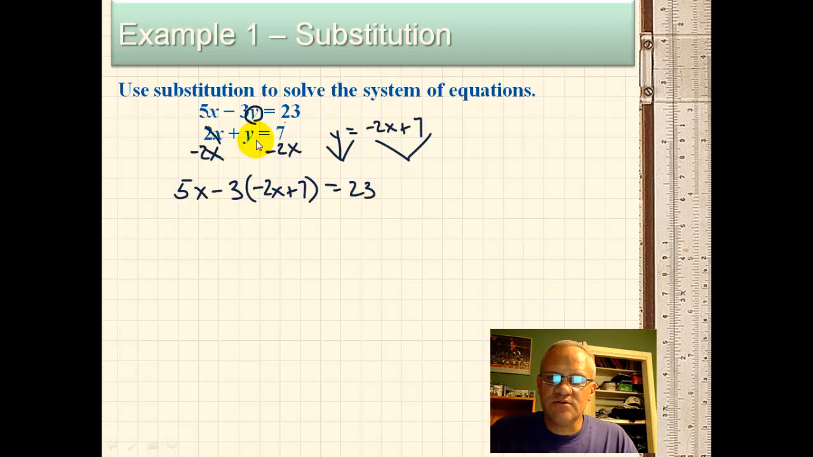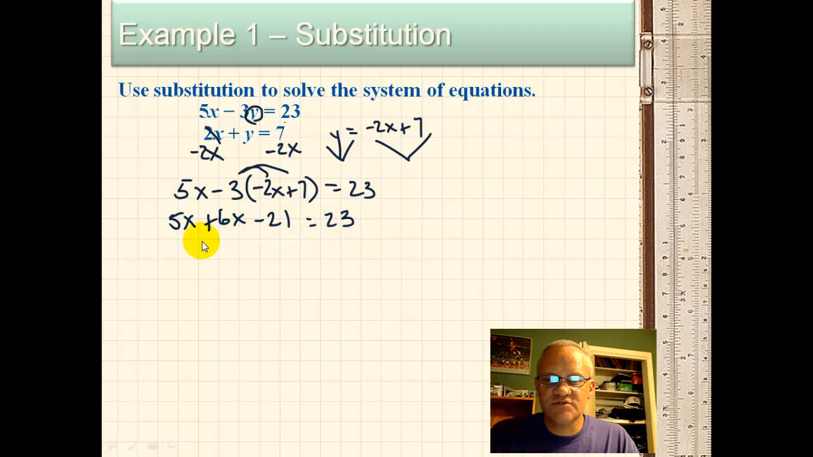Now you notice when I do that, though, all I have left is an x and an x. So that means I can solve what I've got left here and find out what x is. Okay, how do we do that? Distribute this negative 3. So I'm going to have 5x plus 6x. Negative 3 times negative 2 is a positive 6. Then negative 3 times 7 is negative 21.